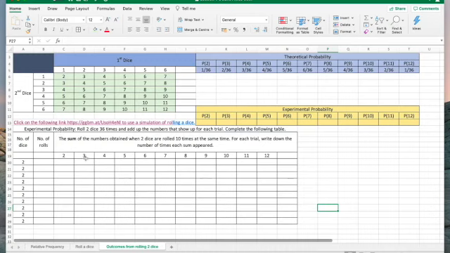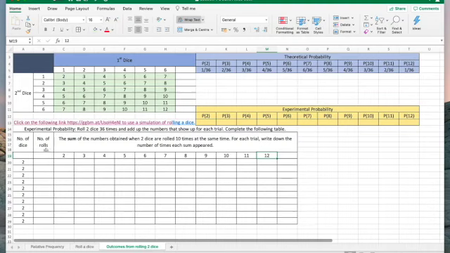So let's roll 2 dice 36 times. And we're going to record on this table here the sum of the numbers that show on the 2 dice. We know that the minimum will be 2 and the maximum will be 12.